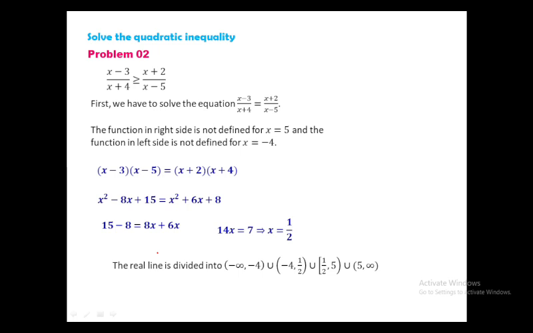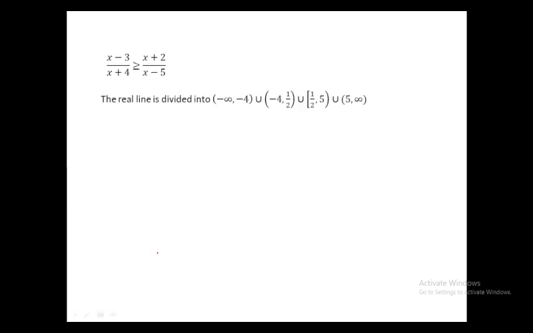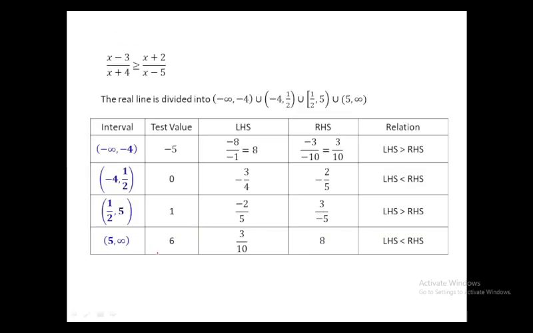Then we take the test values on each interval and find whether it is greater than or less than. There are two intervals which are greater, and the equal symbol is accepted there. So we have to include the value 1 by 2, but we should not include the value negative 4 because the function is not defined at negative 4. So the solution set for this inequality is negative infinity comma minus 4 union closed interval 1 by 2 comma 5.